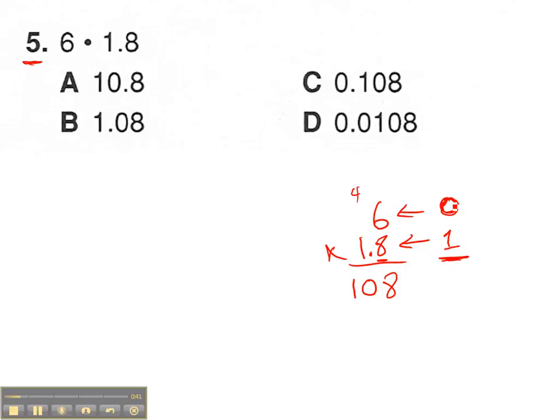So our factors have 0 and 1, so 0 plus 1 is 1. So we should have 1 decimal place in our product, so put 1 decimal place in your product, and there's your answer, 10.8.